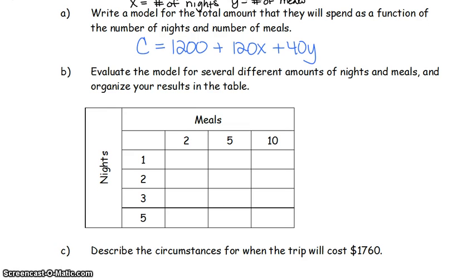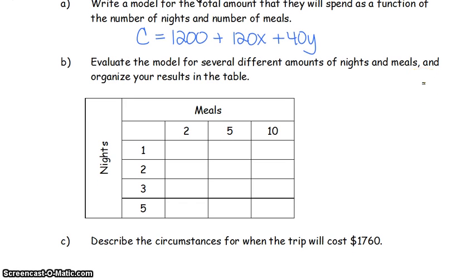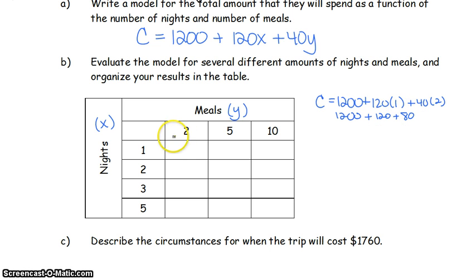What we're going to do is use this equation to find different amounts that we can have, so different ways that we can organize how much money it's going to cost. So our y is the number of meals, our x is the number of nights. If I have 2 meals and I stay one night, how much is it going to cost? Well, we look at our equation. We said that we were going to have one night, so that's 120 at 1, and we're going to have 2 meals at $40. So we've got 1,200 plus 120 plus 80. That's going to give us $1,400 as the total cost.